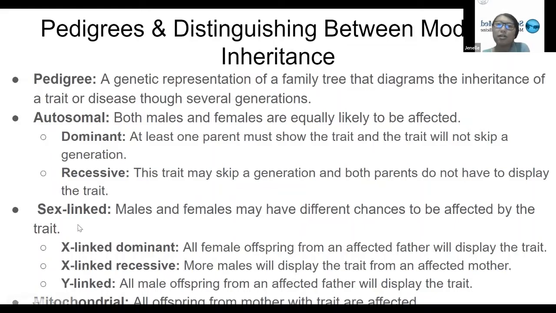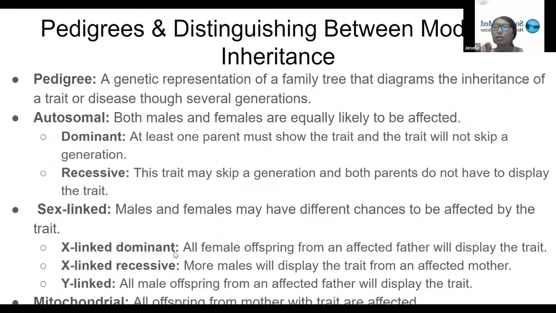So then the other category is sex-linked traits, in which males and females may have different chances to be affected by the trait. One of these is the X-linked dominant trait. As I mentioned earlier, females have 2 X chromosomes and males have 1 X chromosome. So one tip is that all female offspring from an affected father will display the trait, right? Because the female offspring have 1 X chromosome from their father and 1 X chromosome from their mother.